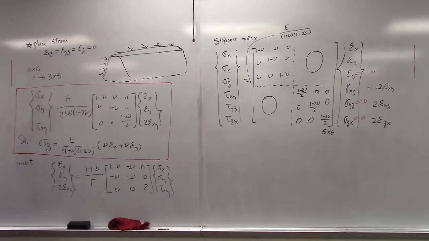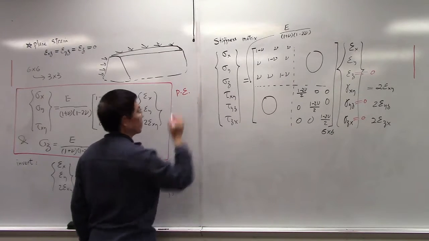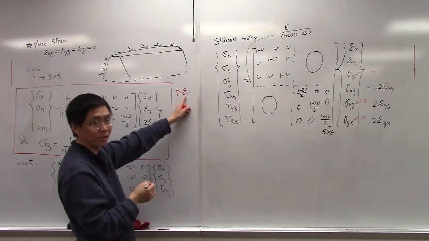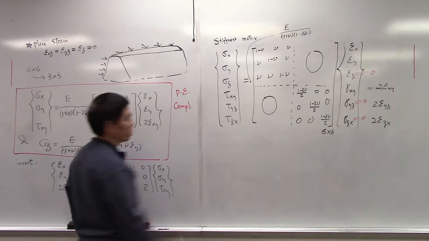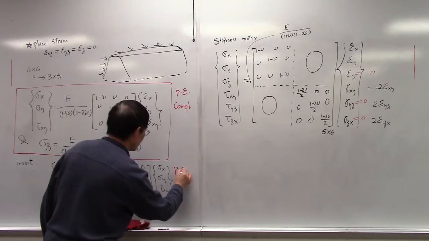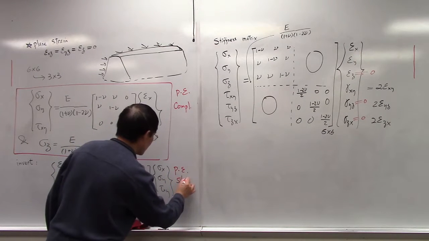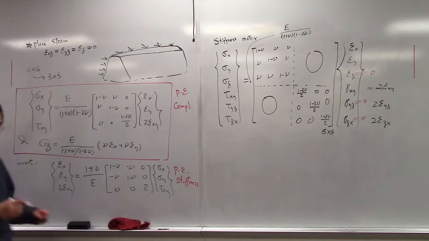All right. I call this plane strain. I use epsilon to represent plane strain. So this is the plane strain compliance matrix. This is the plane strain stiffness matrix. And if you look at the compliance.